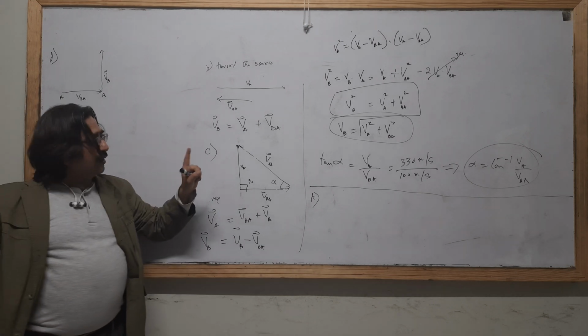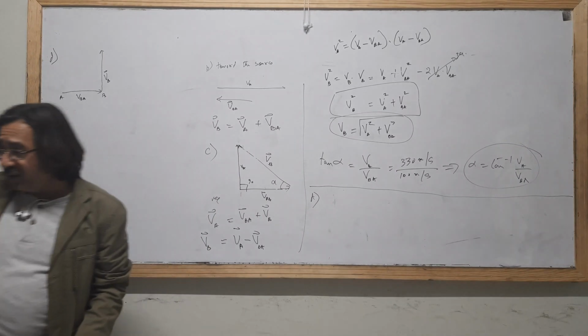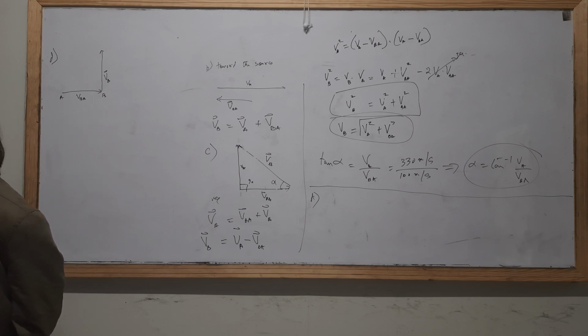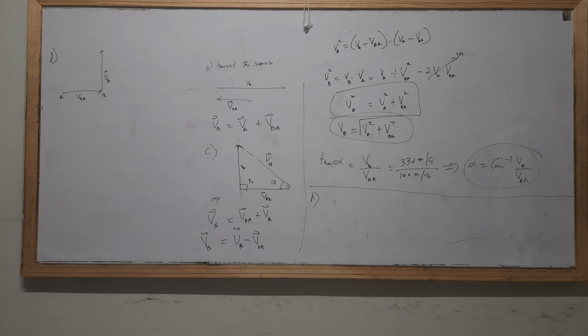No, so you are wrong. VA is velocity of sound. Yes, you are right. The VA is velocity of sound with respect to A, the speaker. VB is velocity of sound with respect to observer.